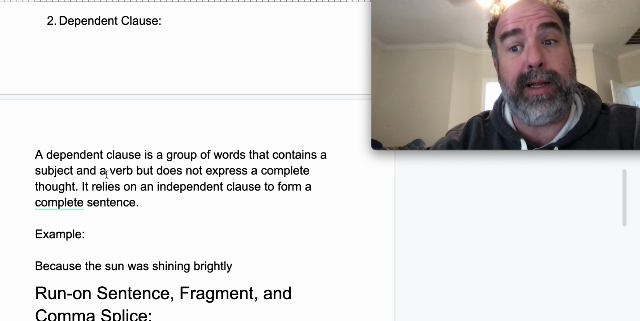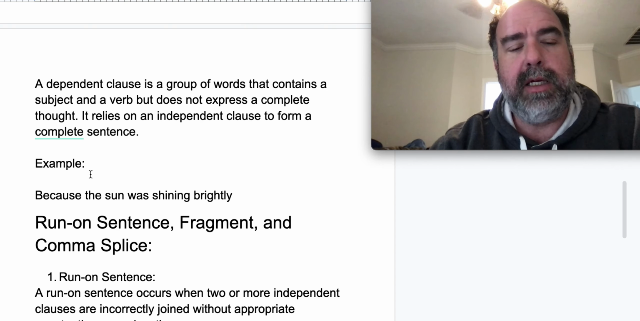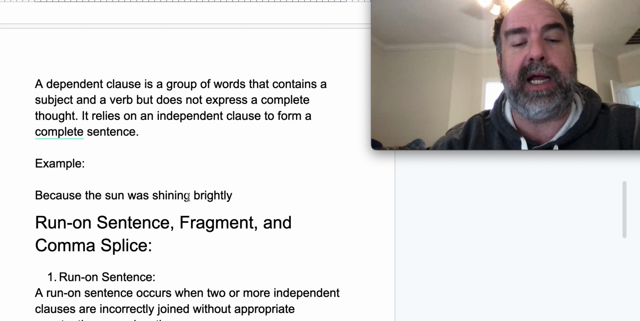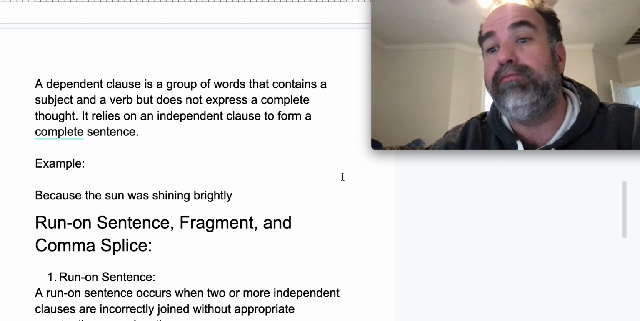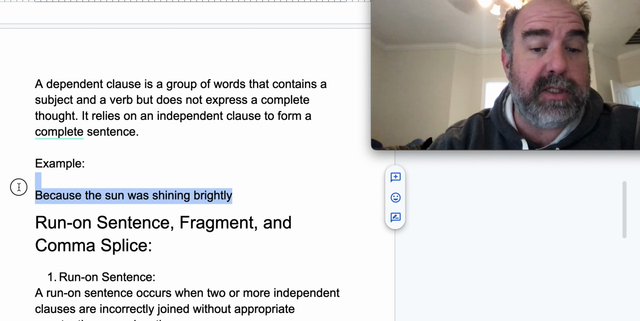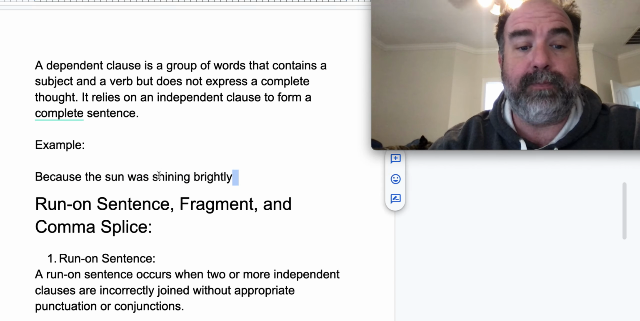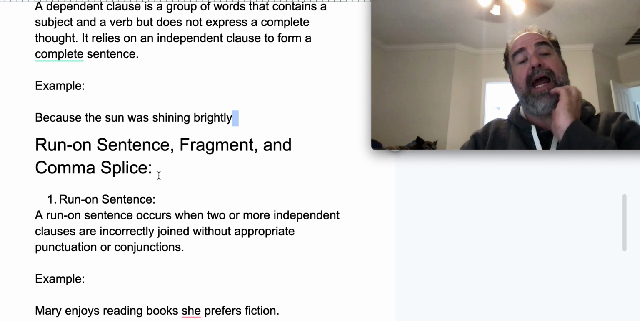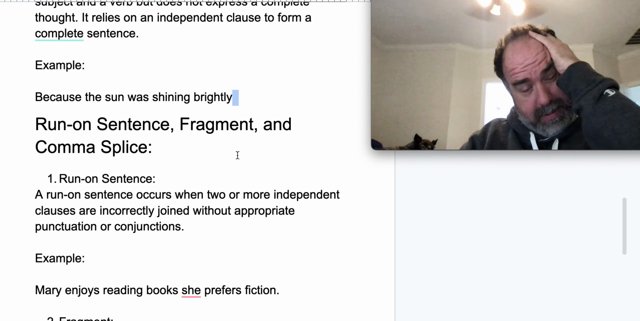So it opens the door, but it needs another part to close the door. So, because the sun was shining brightly, what? We decided to go to the park. Something like that. So this opens the door. The door is open, and you need to close it. Okay? Now let's talk about the errors I'm seeing. We have run-on sentences, fragments, and comma splices.